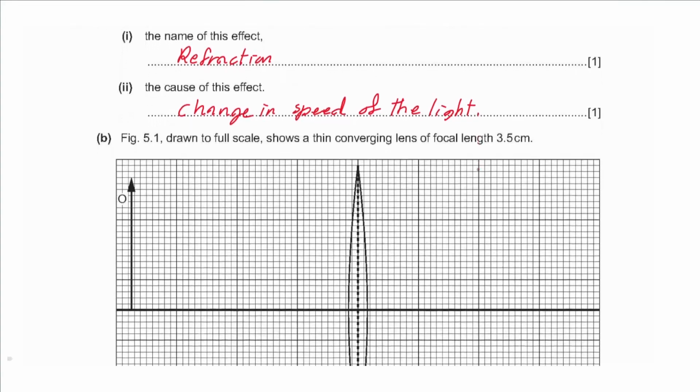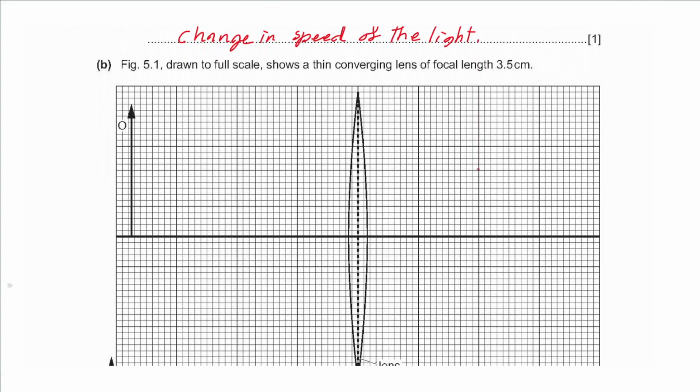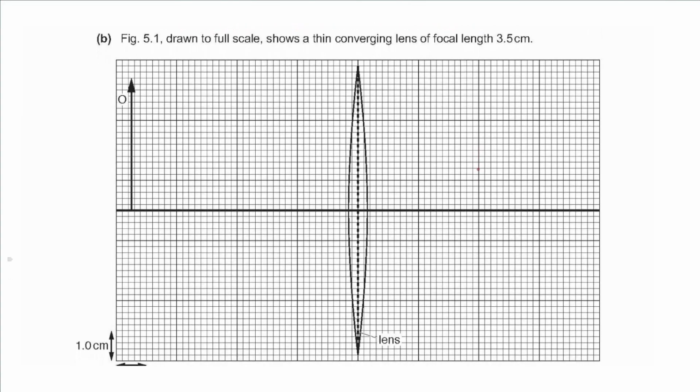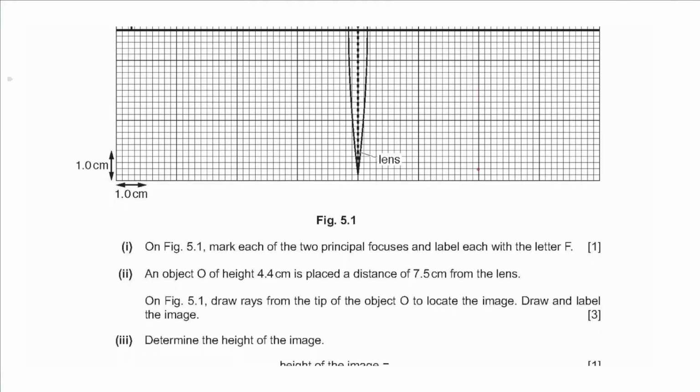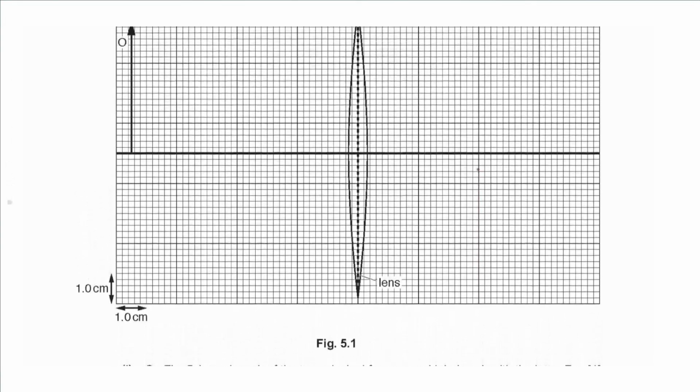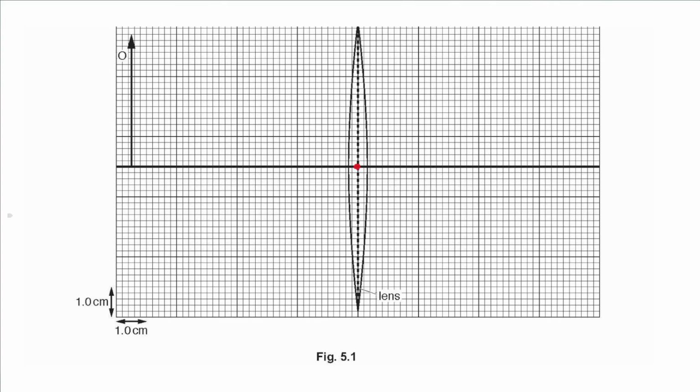Question B says figure 5.1 drawn to full scale shows a thin converging lens of focal length 3.5, and every 5 small squares on the grid is equal to 1 centimeter. Question i says on figure 5.1 mark each of the two principal focuses and label each with the letter F. So a distance of 3.5 from the center of the lens. This is 2 centimeters, 3 centimeters, and this is 3.5, so this is F. And we measure the same distance from the other side. This is 2, this is 3, and this is 3.5. So we label this point also F.